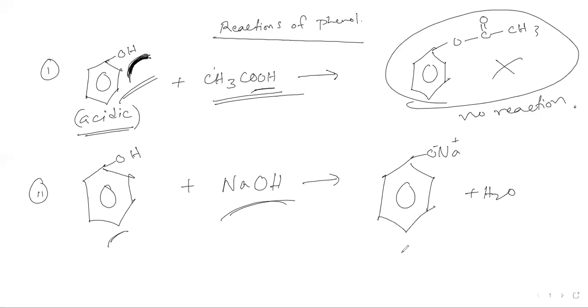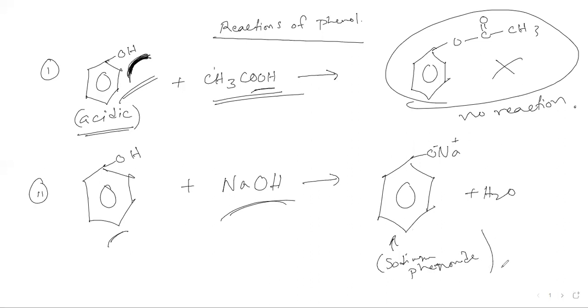So this is what is being formed. For convenience, I can also tell you the name of this molecule: sodium phenoxide. Phenoxide, in terms of phenol. So we got to know that the ion formed by phenol is phenoxide.